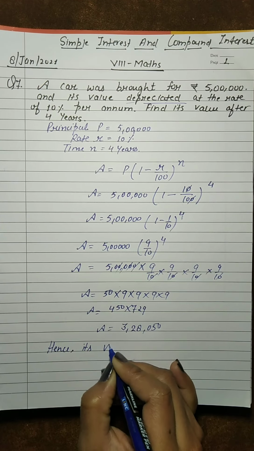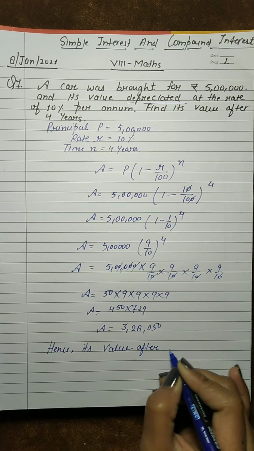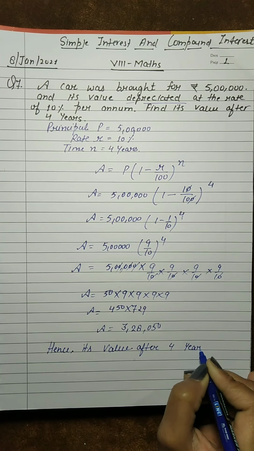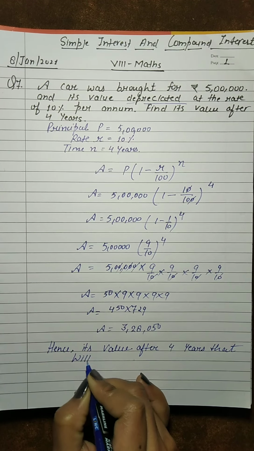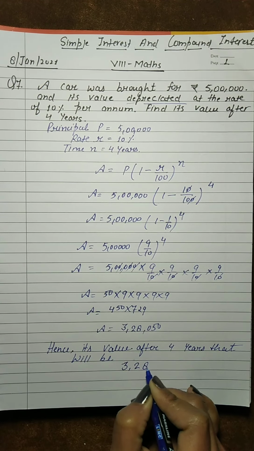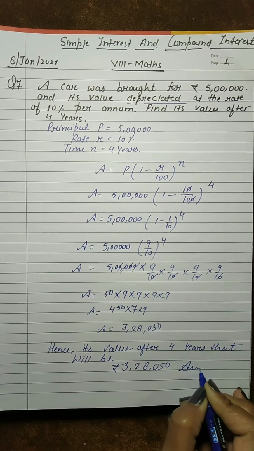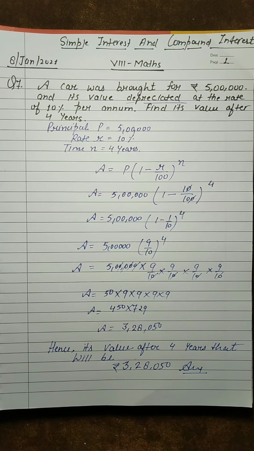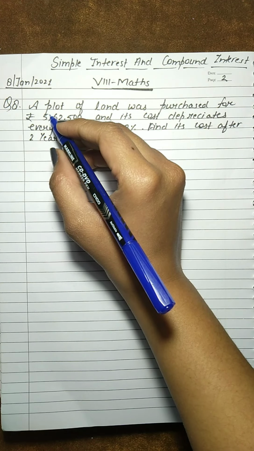Hence its value after 4 years will be 3,28,050. Okay, so that is your answer. Is that clear? Now the next question is question number 8.